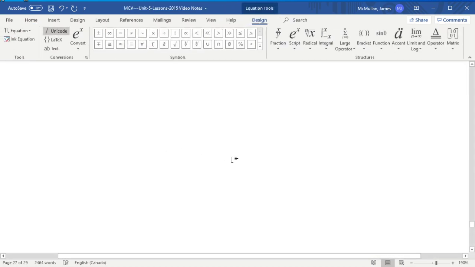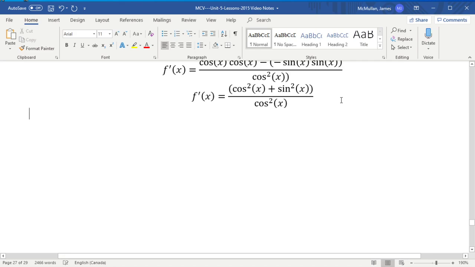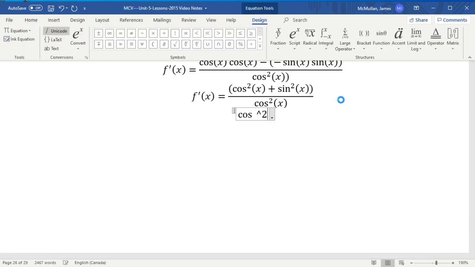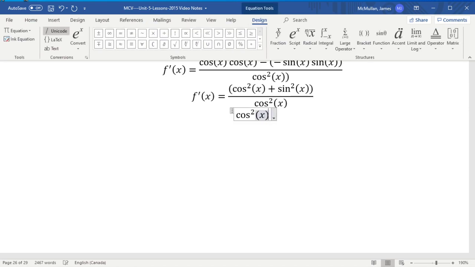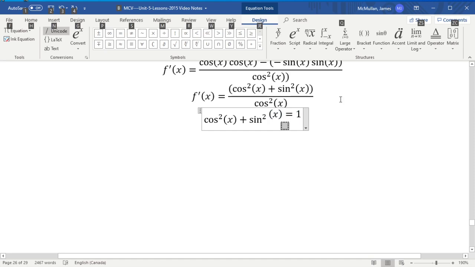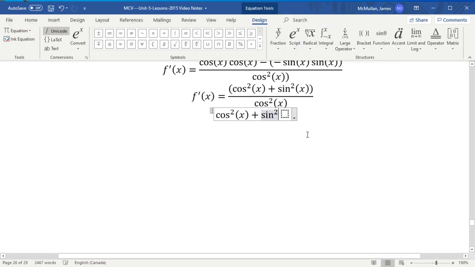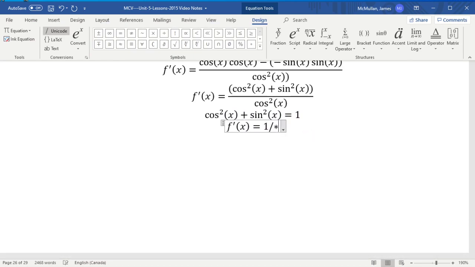Now, of course, the advantage to writing it this way is that we know that cos squared x plus sine squared x equals 1, which means the top of our derivative can be replaced by 1, and we get 1 over cos squared x.